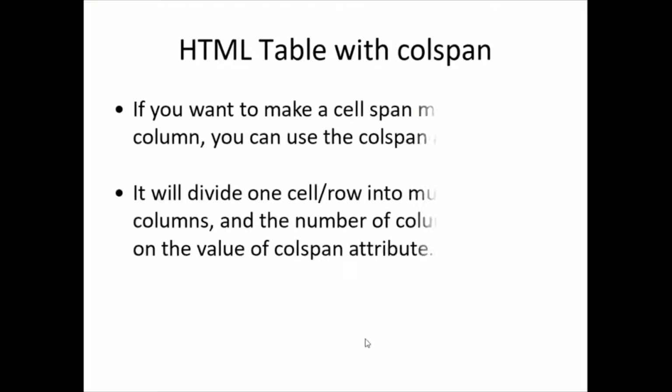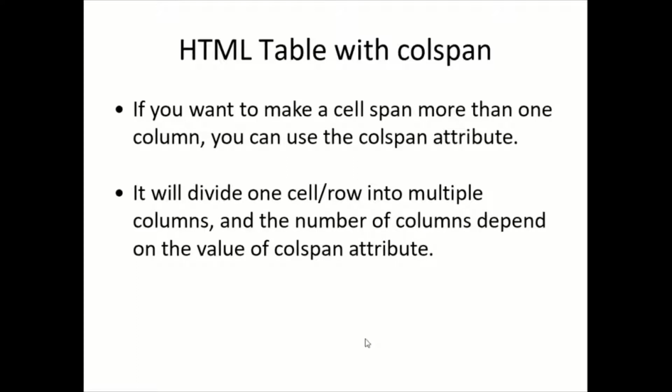HTML table with colspan. If you want to make a cell span more than one column, you can use the colspan attribute. It will divide one cell or row into multiple columns, and the number of columns depends on the value of the colspan attribute.